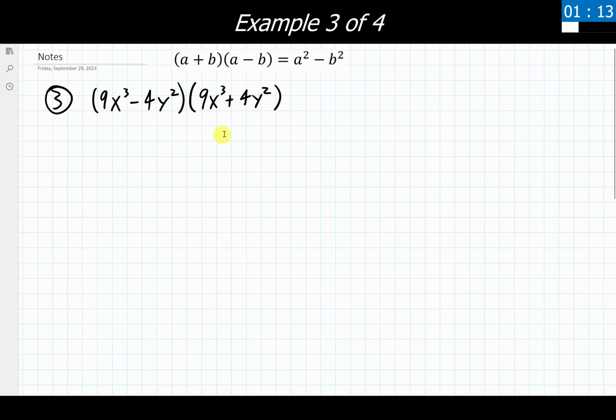The order that these are written in, which one's positive and which one's negative first, really doesn't matter as long as they are considered to be conjugates of one another. So like we did with our first two examples, let's go ahead and denote for ourselves which terms are our air quote A terms, which is going to be the 9x to the third powers, and which ones are going to be our B terms, which in this case are going to be the 4y squareds here.